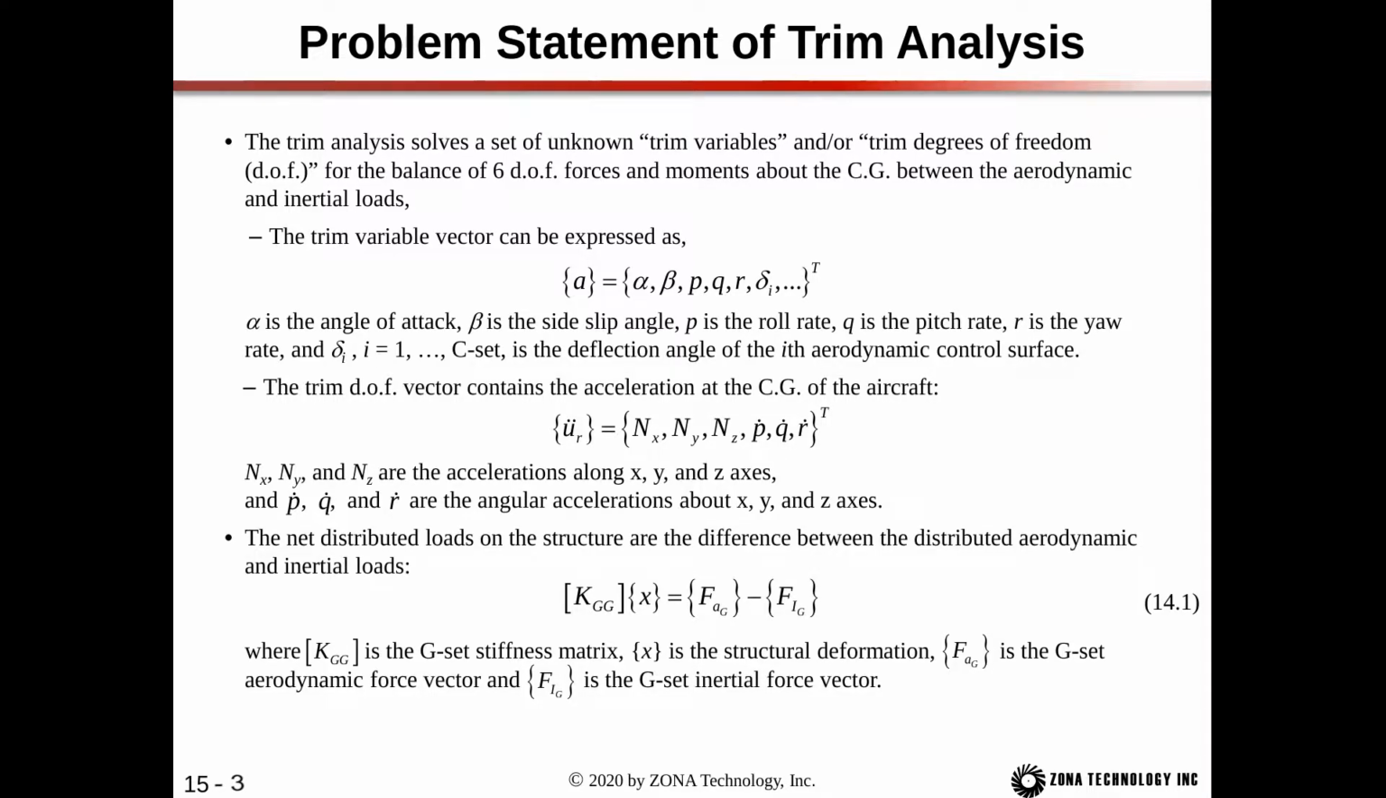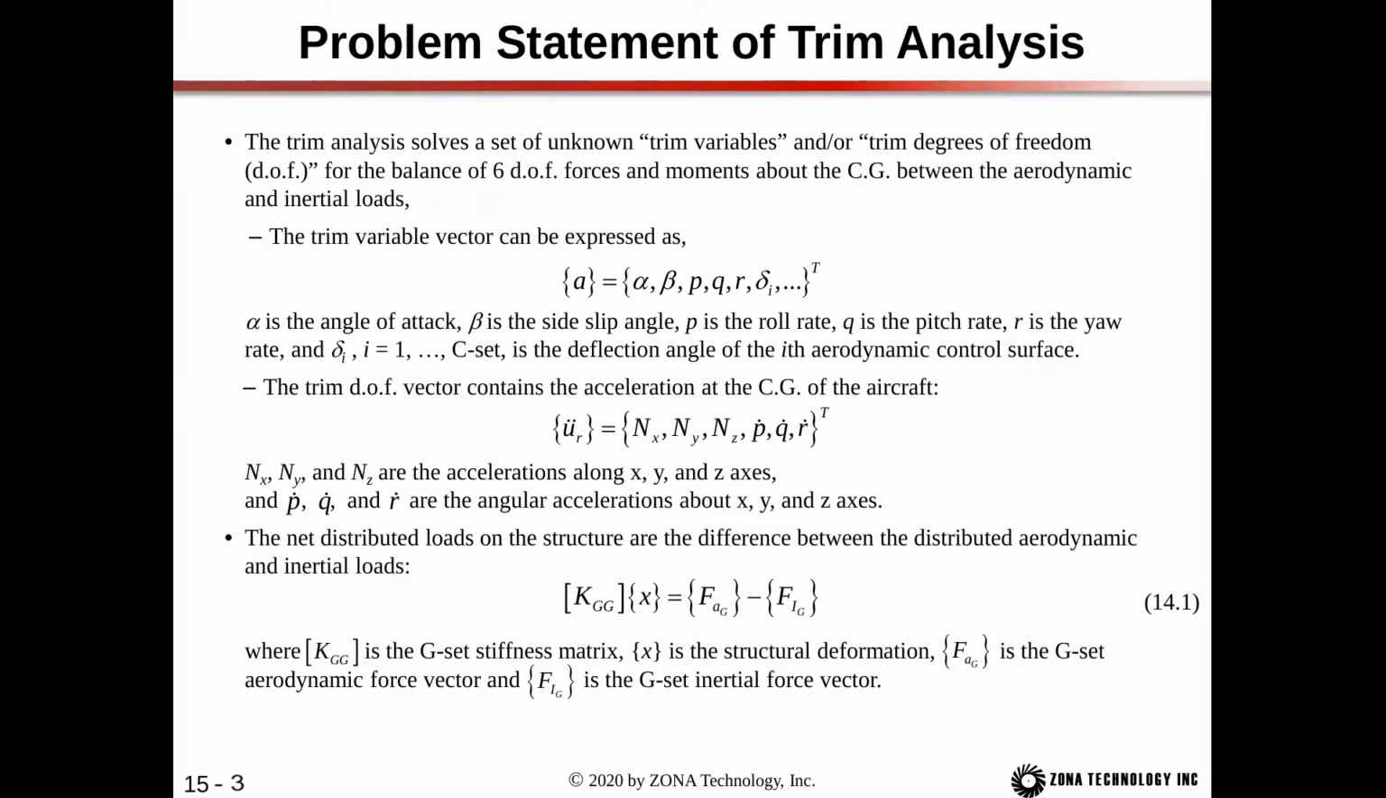surfaces. The trim degrees of freedom vector contains the acceleration at the CG of the aircraft, which we denote as U_R, which is made up of nx, ny, nz, p dot, q dot, and r dot, where of course nx, ny, and nz are the accelerations along the x, y, and z axes, and then p dot, q dot, and r dot are the angular accelerations about the x, y, and z axes.